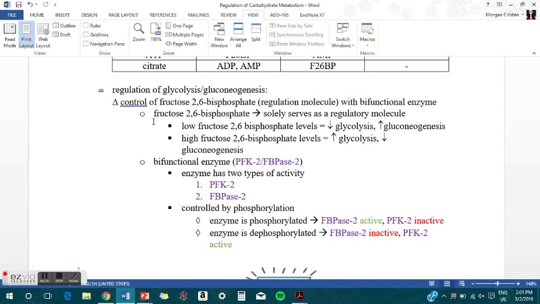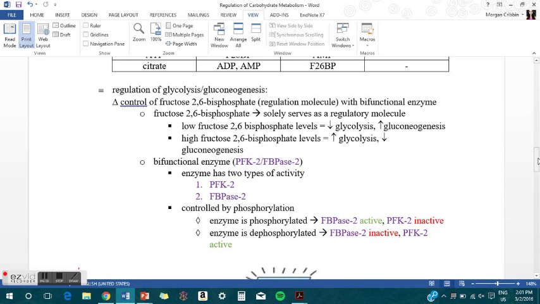And unlike the other regulatory molecules we've seen, which are mostly involved in those cellular processes, right? So citrate is involved in glycolysis, and you have ATP and ADP through all those reactions being involved. But fructose 2,6-bisphosphate is solely a regulatory molecule, so it's basically just controlling which cycle is active, but it won't be used within the cycle. So that's something important to remember.